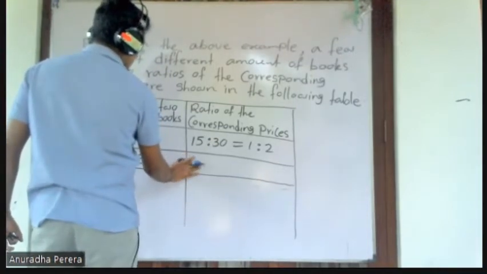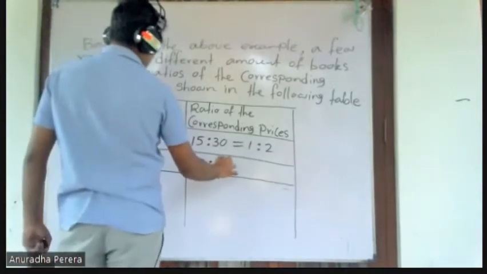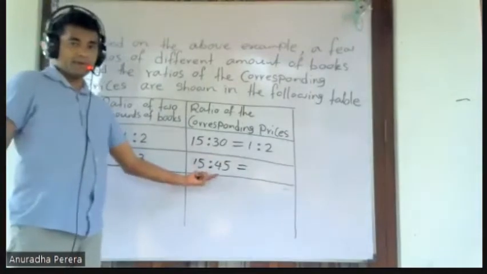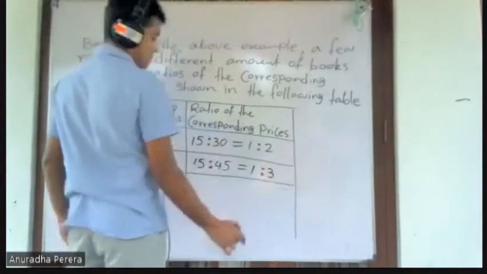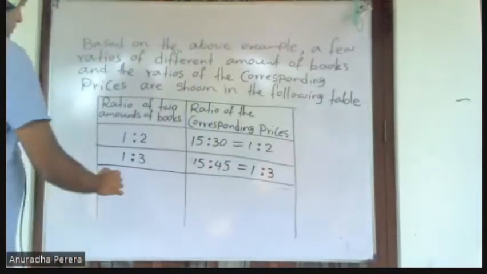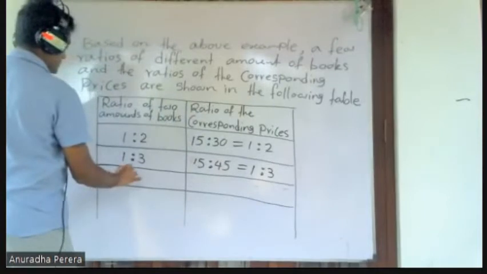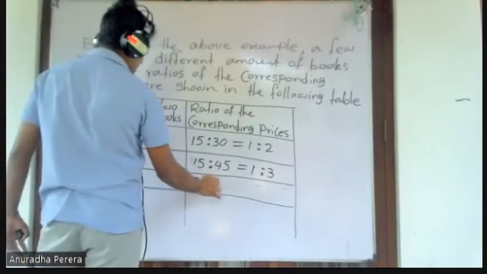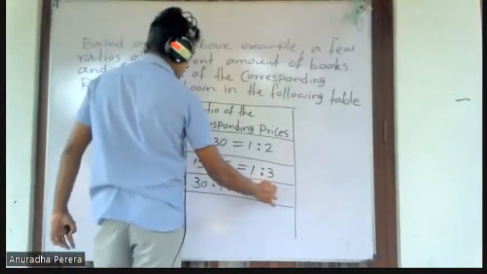15 to 45. Then the ratio in the simplest form: both can be divided by 15, 1 to 3. Consider 2 to 3. Price of 2 pens 30, 3 pens 45. Simplest form also 2 to 3. Right?